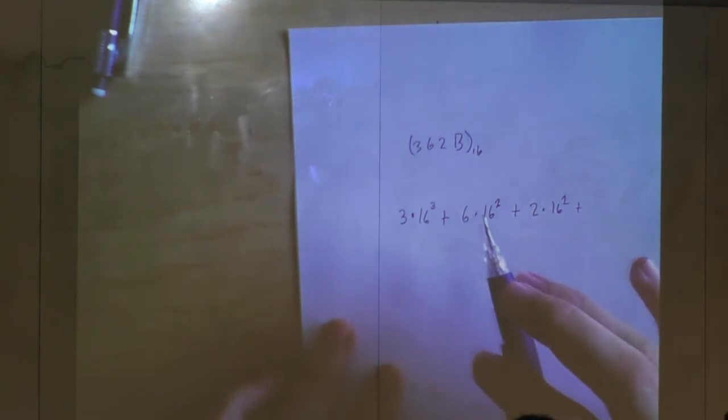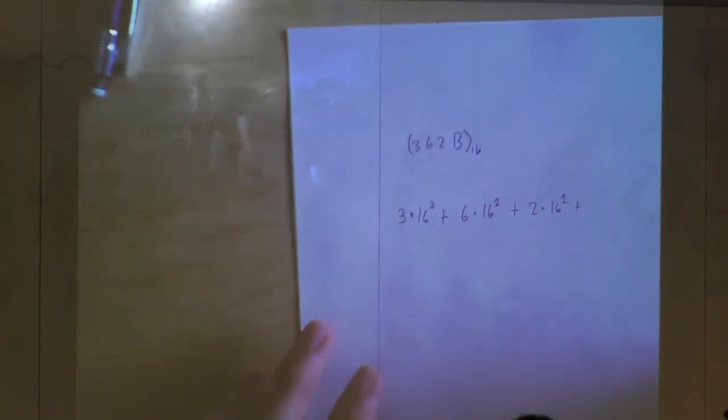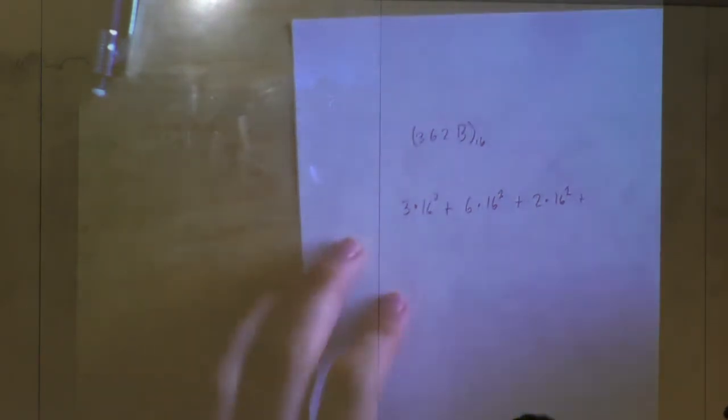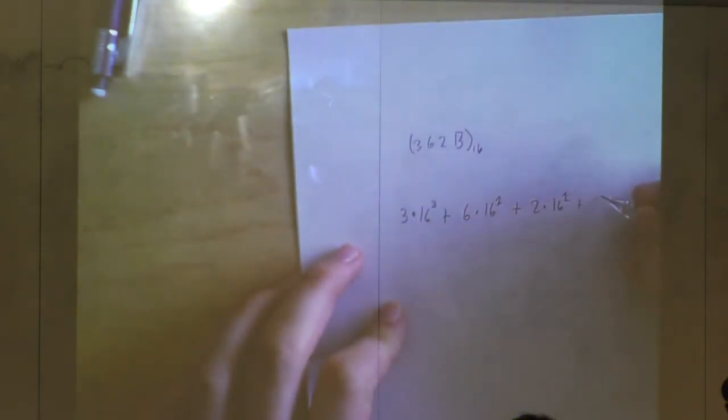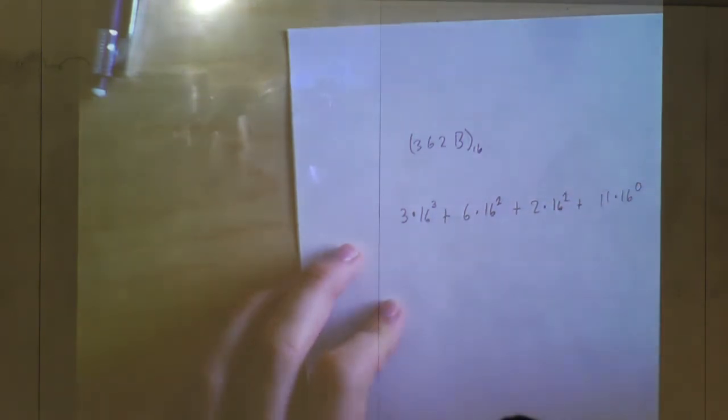B represents... you stop at 9 usually, right? Yeah, so it represents 11, because when you start counting letters, you start at 10, so A is 10, and you count all the way up to 15 with F. That's the way base 16 works, because you need 16 unique digits. 15 is F, because it's 0 through 15 for 16 unique digits. So B is 11, so it'll be 11 times 16 to the 0.